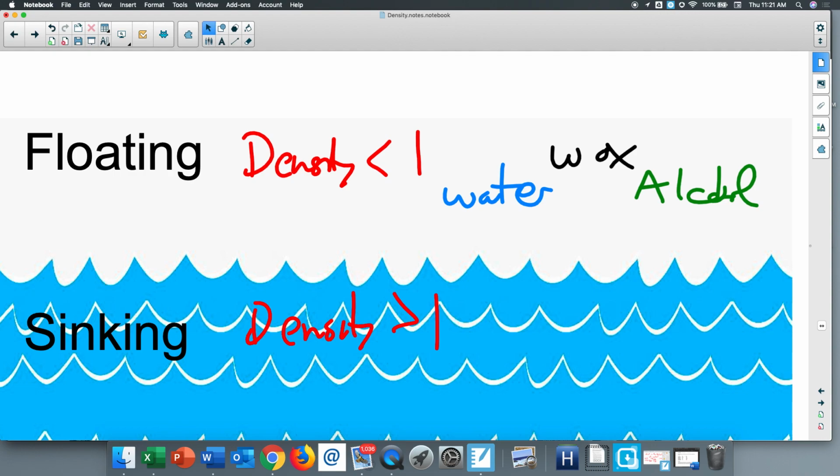So, what did the wax do in water? Float. So, is it more or less dense than water? It is less dense than water because it floated. What did the wax do in alcohol? It sank. Is it more or less dense than the alcohol? More. So wax is more dense than alcohol, but less dense than water. And so on our density-o-meter, it goes in this order: water is the most dense, and alcohol is the least dense. Wax is in between those, because it floats in the water, but sinks in the alcohol.